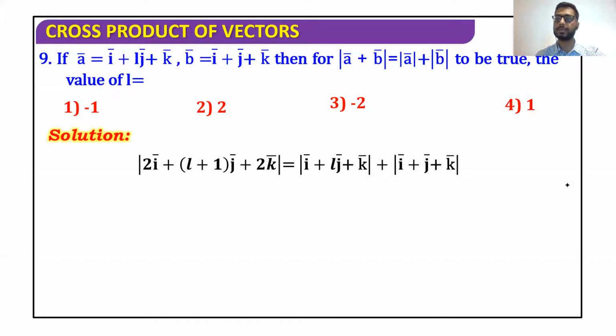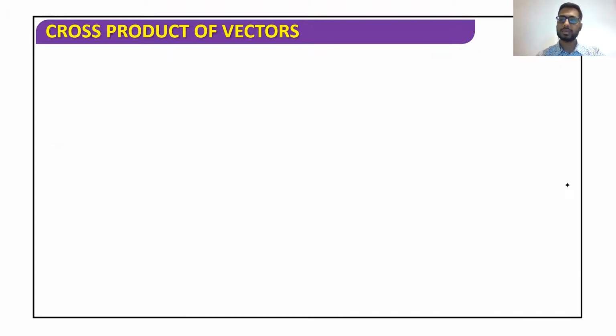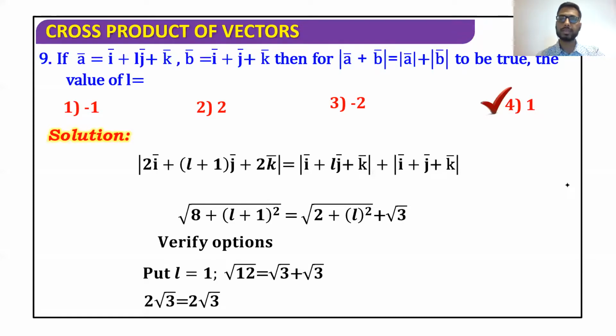Either you can simplify this by the traditional method, because the only unknown term over here is L, and you can get the answer. Or the second method would be to substitute your answers in the equation and check whether LHS is equal to RHS. So on simplifying, you get your answer, which was 1 in this particular case.